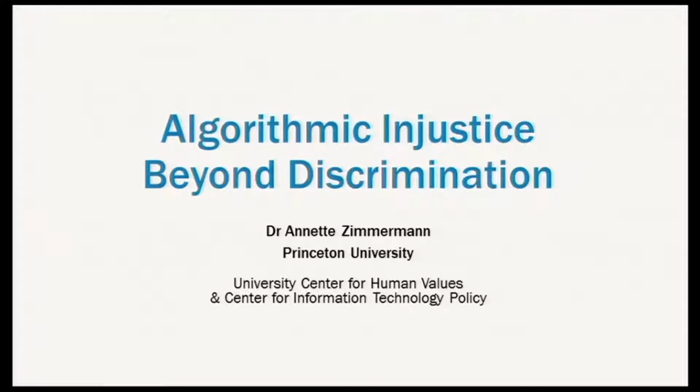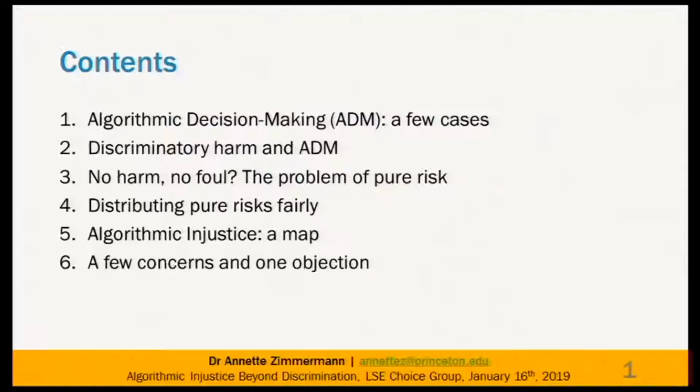My topic today is algorithmic injustice beyond discrimination. And I just thought I'd give you an overview. I want to start off this talk by giving you a few very applied cases of algorithmic decision making. Some of these you might have read about in the news, some of these might be completely new to you. The aim here is to sketch how discrimination can arise through algorithmic decision making. So what are the sources of disparate impact when we use algorithms to support or to make decisions?